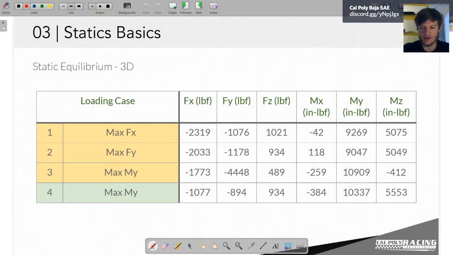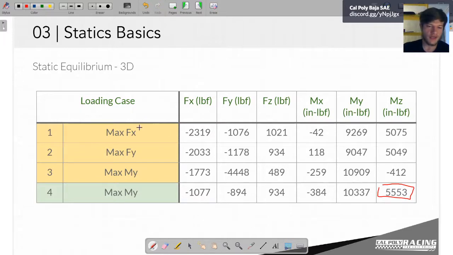Then the next one here is the moment. Oh, that should say moment in the z. I think I actually fixed that later. But yeah, the maximum moment in the z direction. So you can see here that this magnitude is larger than that magnitude.